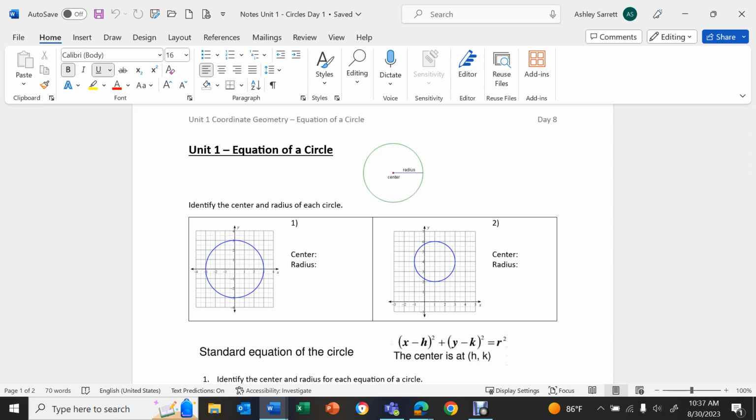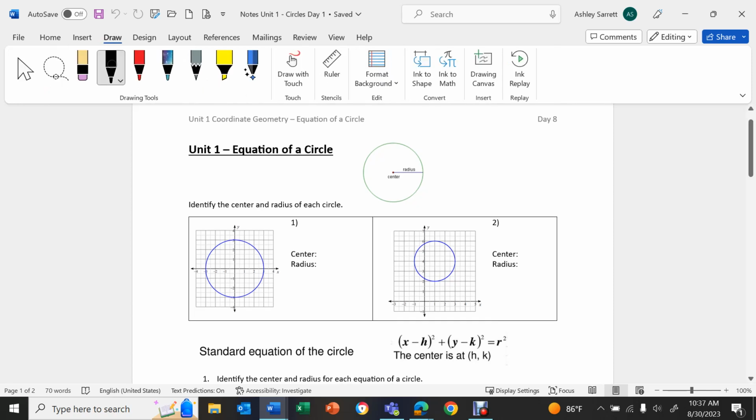So we can actually graph circles on a coordinate grid, and the two main things we need to know about that is where the center of the circle is going to be and what its radius is. So let's review. The center of a circle is that point right in the middle of the circle, and the radius is going to be that distance from the center to the outside of that circle.